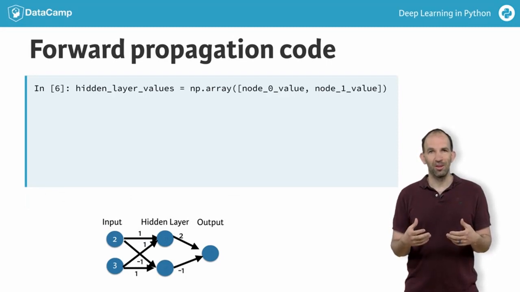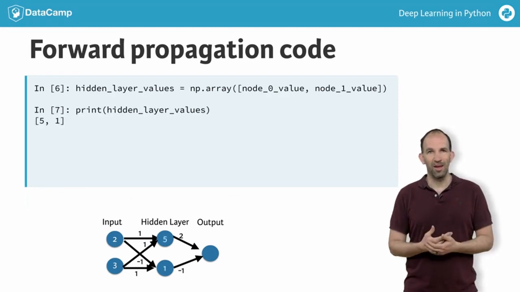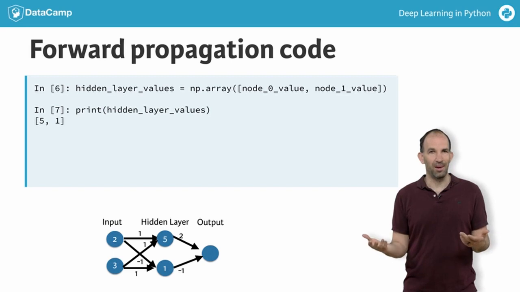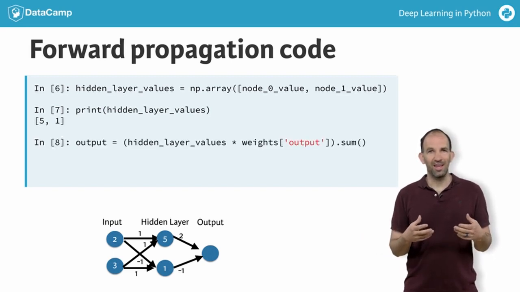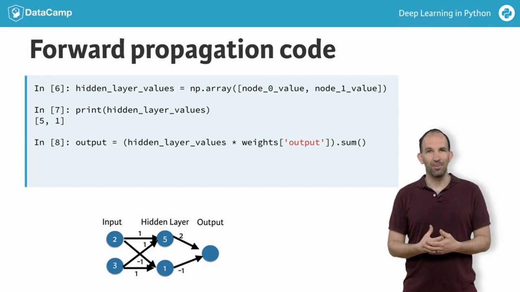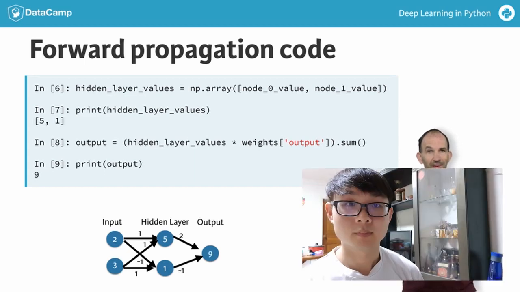If we print out the array, we confirm that those are the values from the hidden layer you saw a moment ago. It can also be instructive to verify this with pen and paper. To get the output, we multiply the values in the hidden layer by the weights for the output. Summing those together gives us 10 minus 1, which is 9.